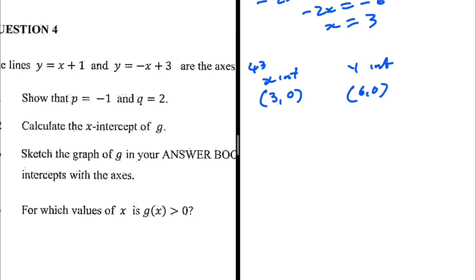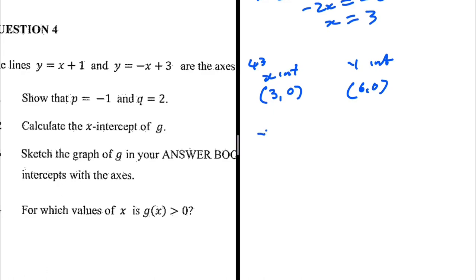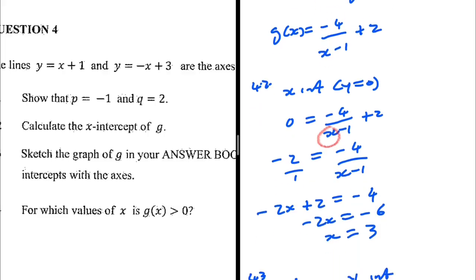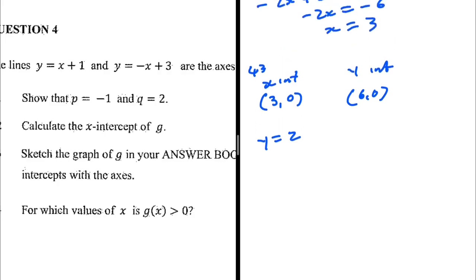Now we just need the asymptotes. Well, we know that q is equals to 2. So our horizontal asymptote is y is equals to 2. And then what about the vertical asymptote? X cannot be equals to 1. We can clearly see that x cannot be equals to 1 because we're going to have 0, which gives us undefined. So x is equals to 1 is our vertical asymptote.